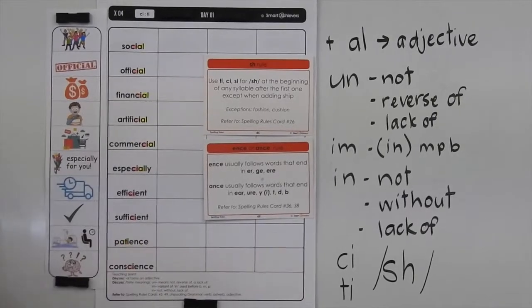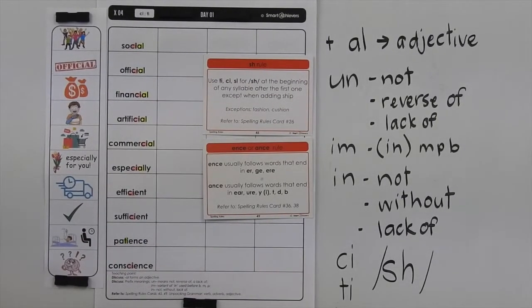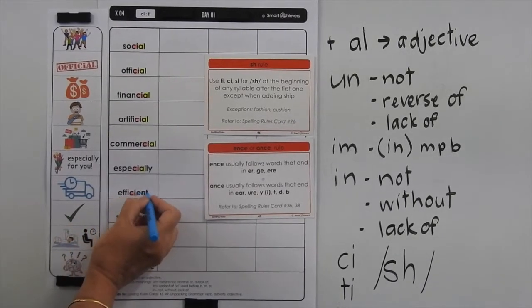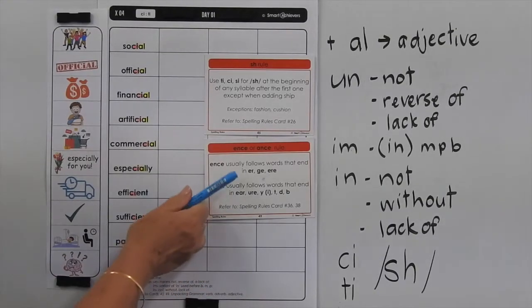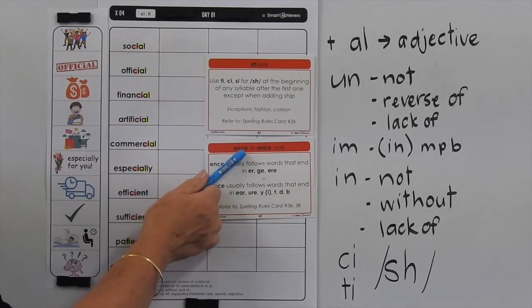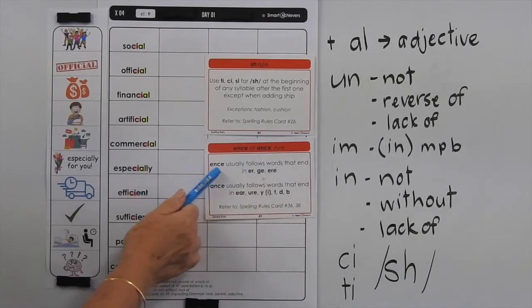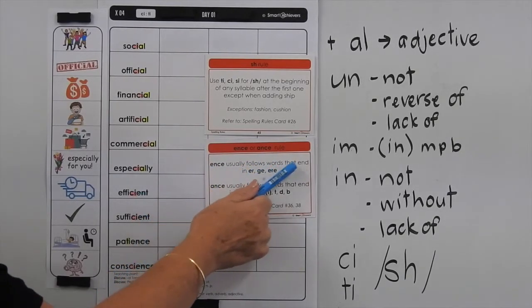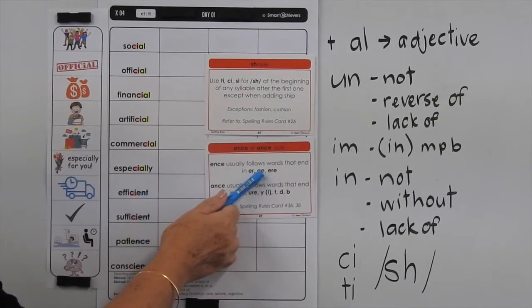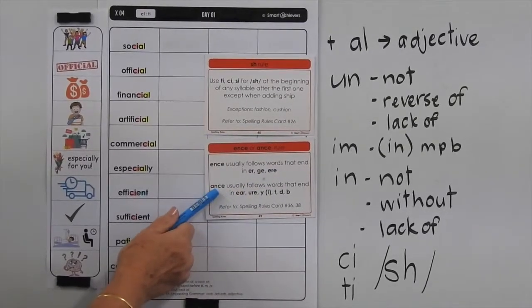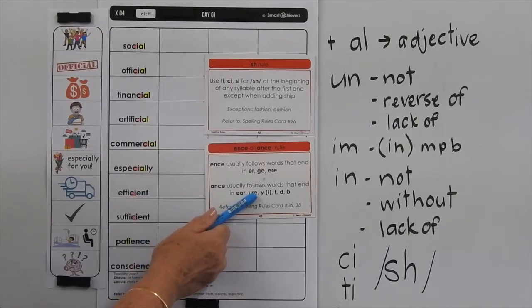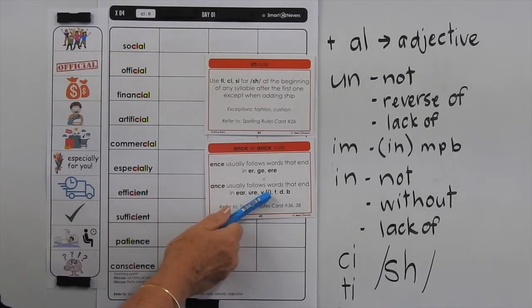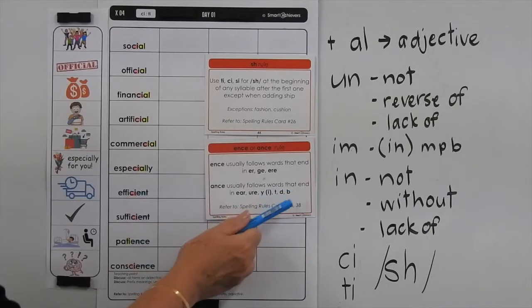Now the other thing that you need to highlight in these words is the ENT, ENCE and ANCE. So I've put up the spelling rule for that too, when to use ENCE or ANCE rule. ENCE usually follows words that end in ERGE or ERE, and ANCE usually follows words that end in EAR, URE, making the I sound, a T, a D or a B.